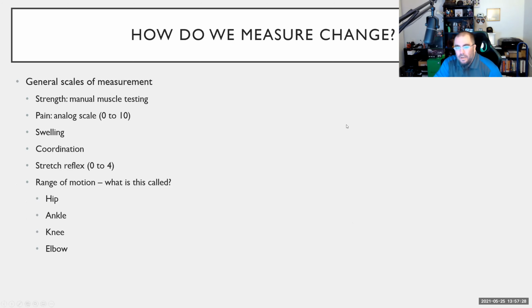Range of motion. What do we call measuring range of motion again? What do we call that? What's that? The Greek word? Goniometry. Goniometry, right?